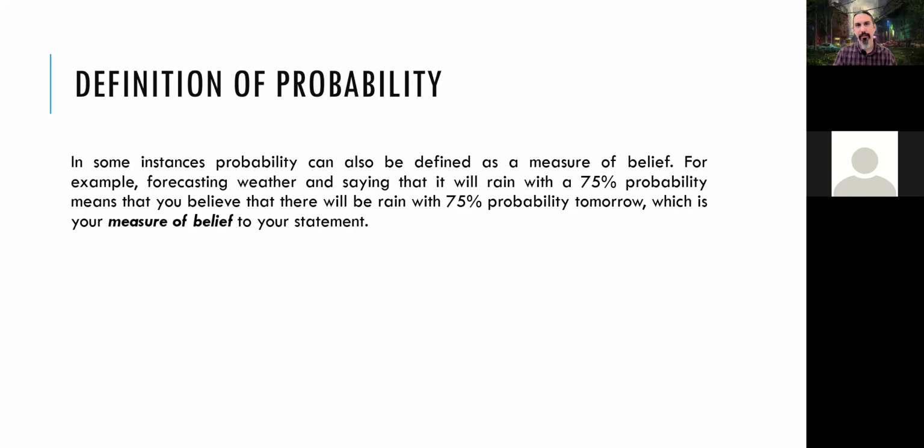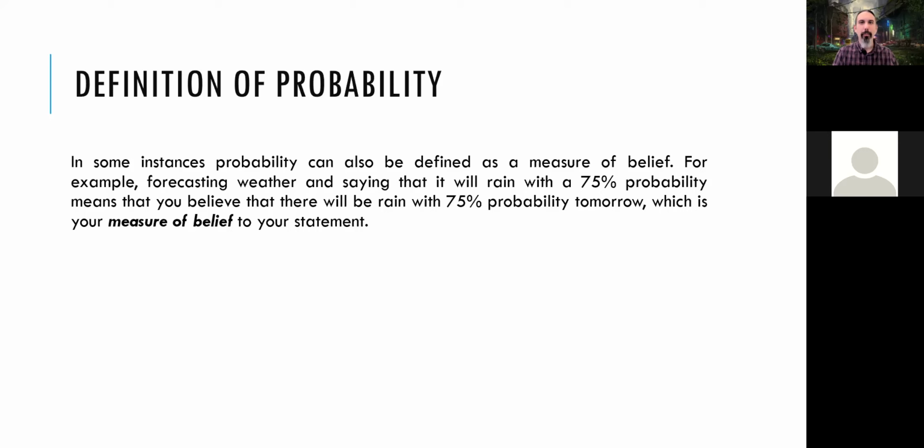Did I conduct an experiment? Did I go into the future, check the weather and come back? No, I don't really know what's going to happen. I cannot conduct that experiment. But I can just say that, okay, I have seen this weather before. I know how Istanbul behaves, how the weather changes. So this is my measure of belief. I believe that it's going to rain with 30% probability, because I have already seen similar weather conditions before. This is my measure of belief.